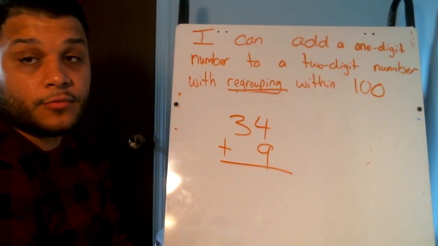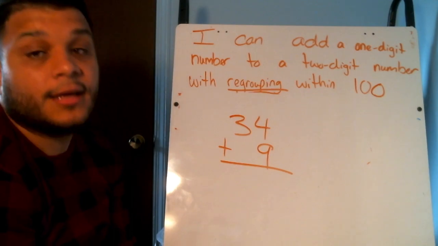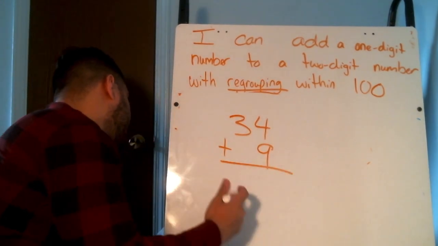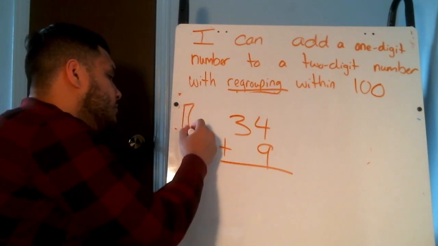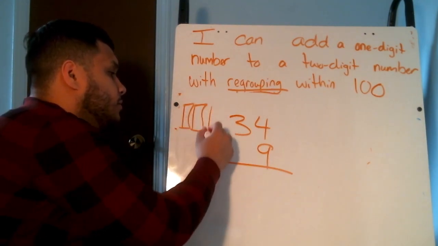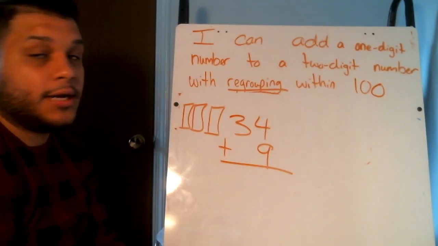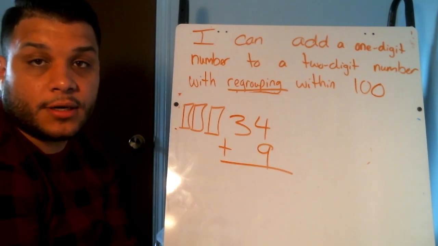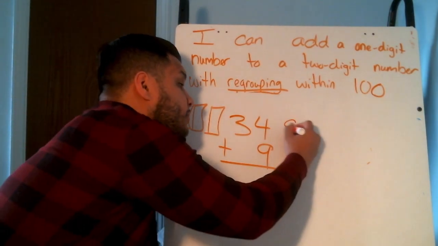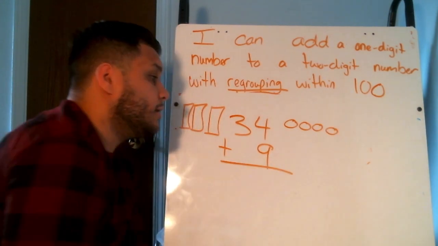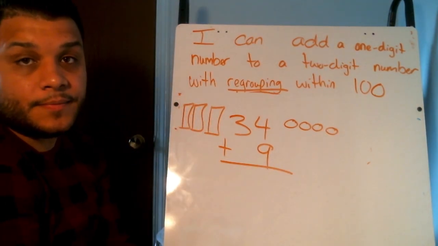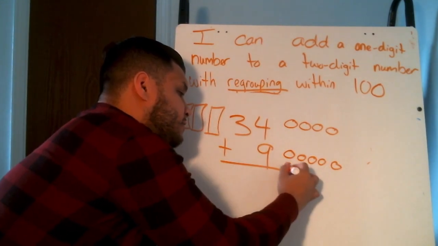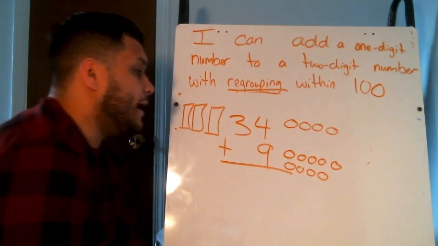Okay, let's solve it. What's step number 1? Yes. Draw my picture. My 10s stay with my 10s, my 1s with my 1s. Ready? 1, 2, 3. Are there any 10s in the number 9? No, there is not. Okay, how many 1s in the number 34? Yes, 4. Ready? 1, 2, 3, 4. How many 1s in the number 9? 9. 1, 2, 3, 4, 5, 6, 7, 8, 9.